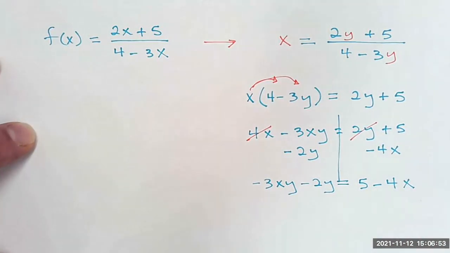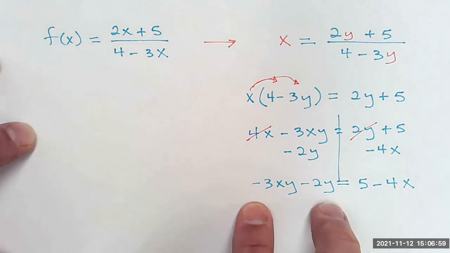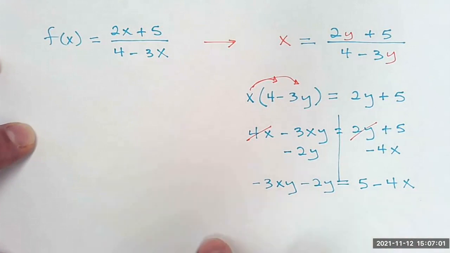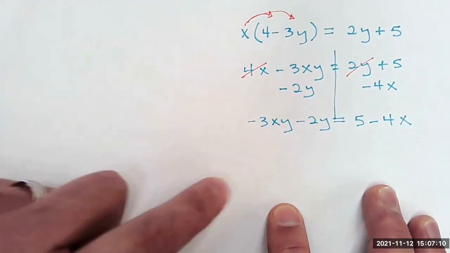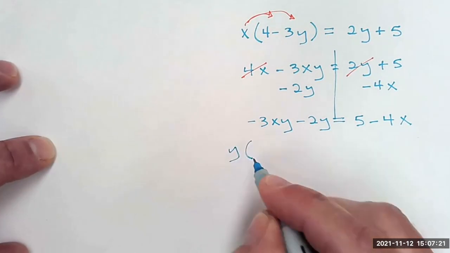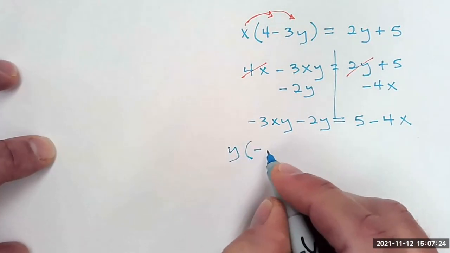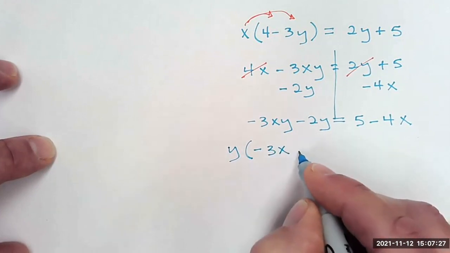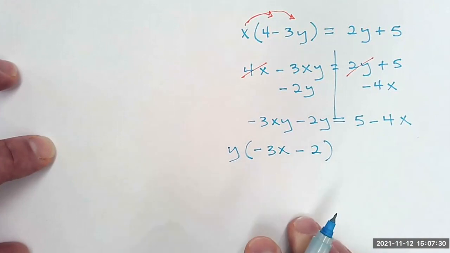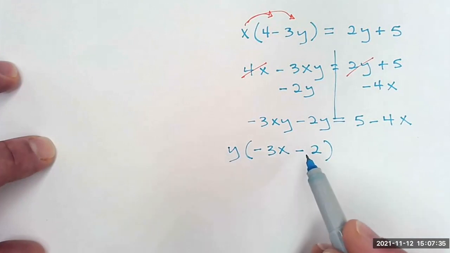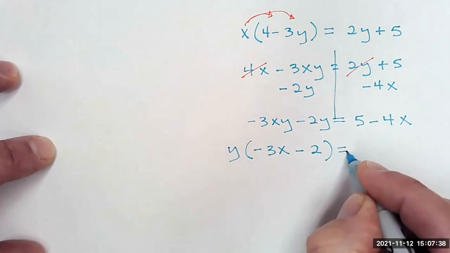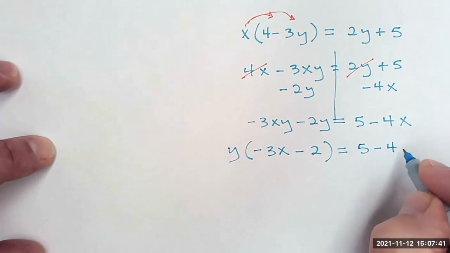This is where your Algebra 1-2 skills come into play. I need to isolate a y value here. Now both terms have a y. If you remember, the opposite of distribution or undistribution is called factoring. We can factor out that y value and we get y on the outside, negative 3x on the inside, and negative 2 is the second term. And just to confirm, if we redistribute, we get negative 3x times y, subtract 2 times y, equals 5 subtract 4x.